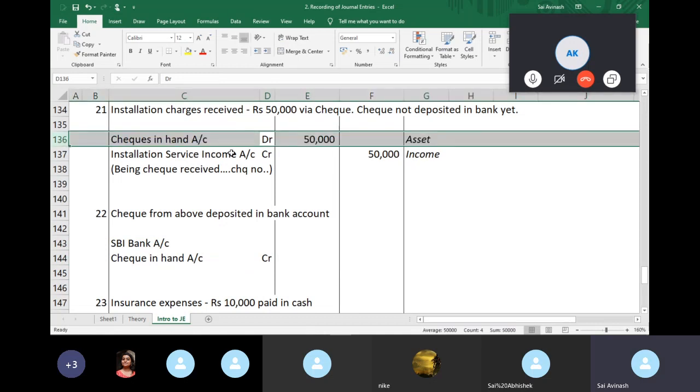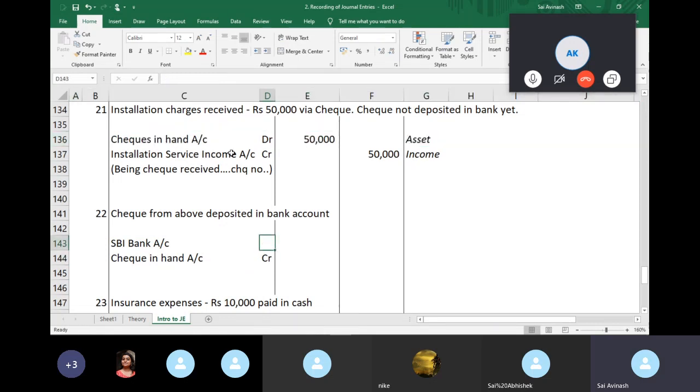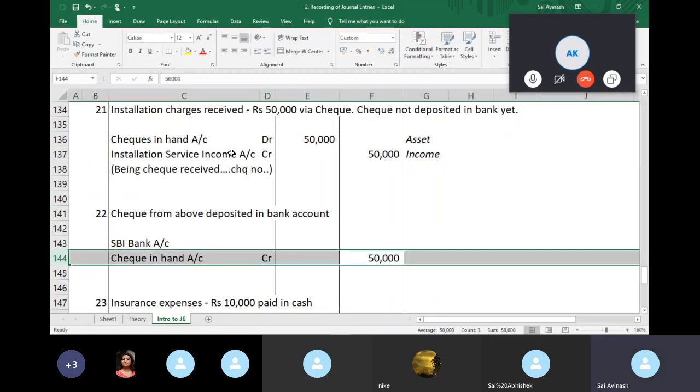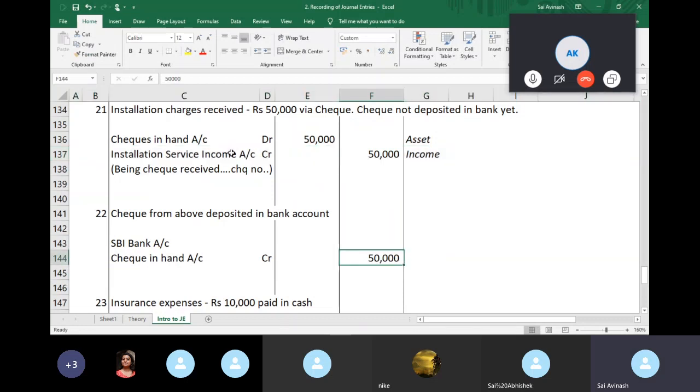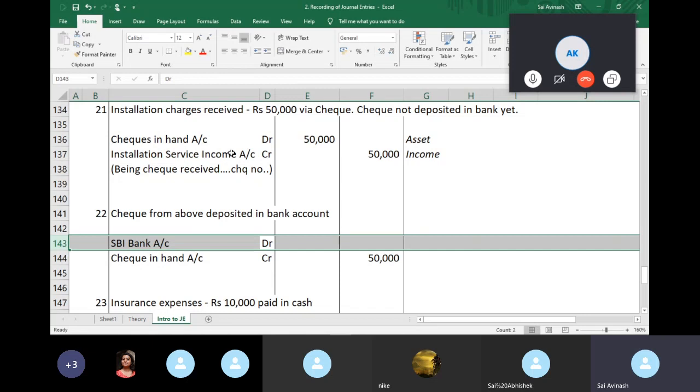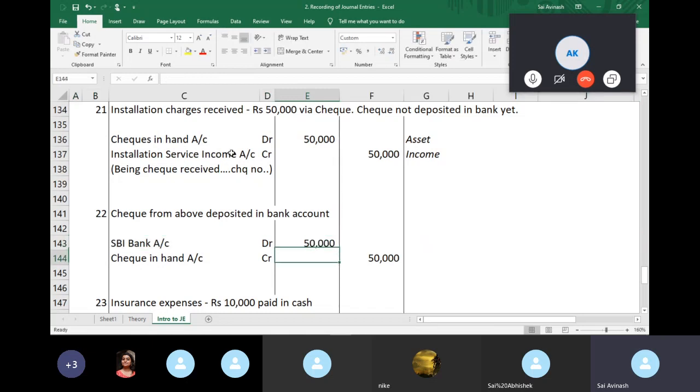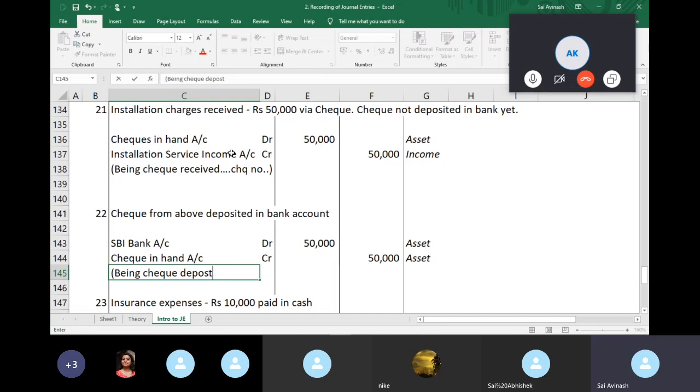So this asset reduces, right? This account represented a check with a value of 50,000, and because that has been deposited in the bank, this account no longer has a value. So I'm reducing it for the value of 50,000, and the value is 50,000 because I'm depositing the check from the day before, right? And my bank balance increases because I'm depositing the check, which is going to be debited. So both of these are assets, right? So being a check deposited.